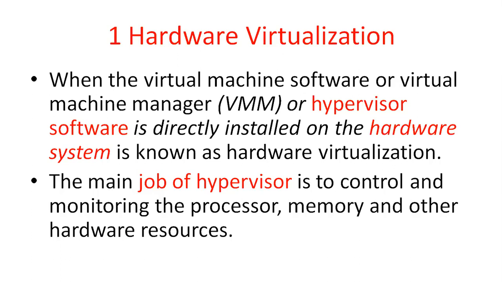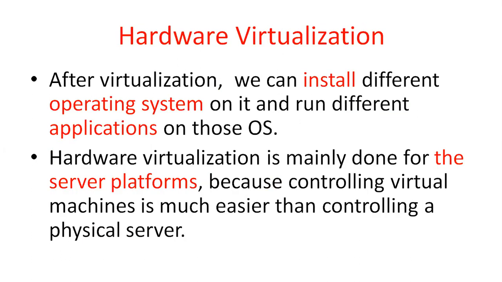The main job of the hypervisor is to control and monitor the processor, memory, and other hardware resources. That is the main job: controlling and monitoring the processor, the memory, and the hardware resources. After virtualization, you can install different operating systems on it and run different applications on those operating systems.